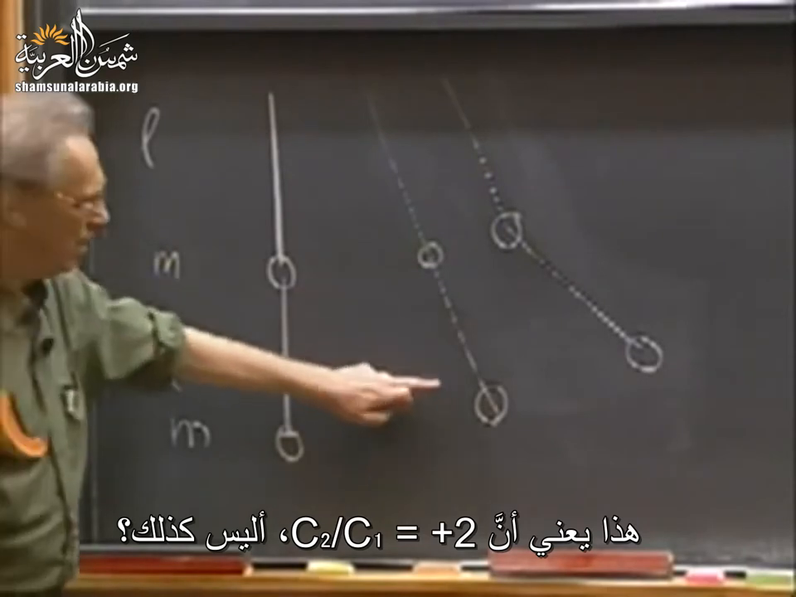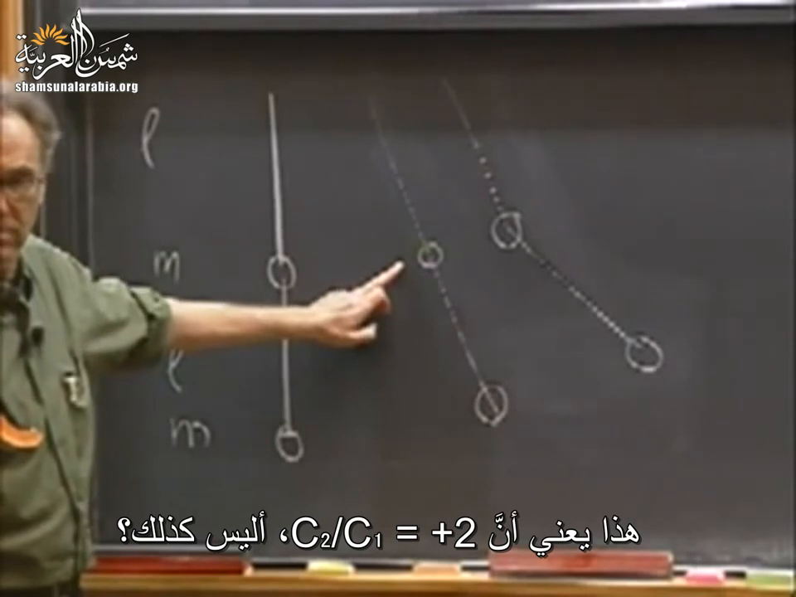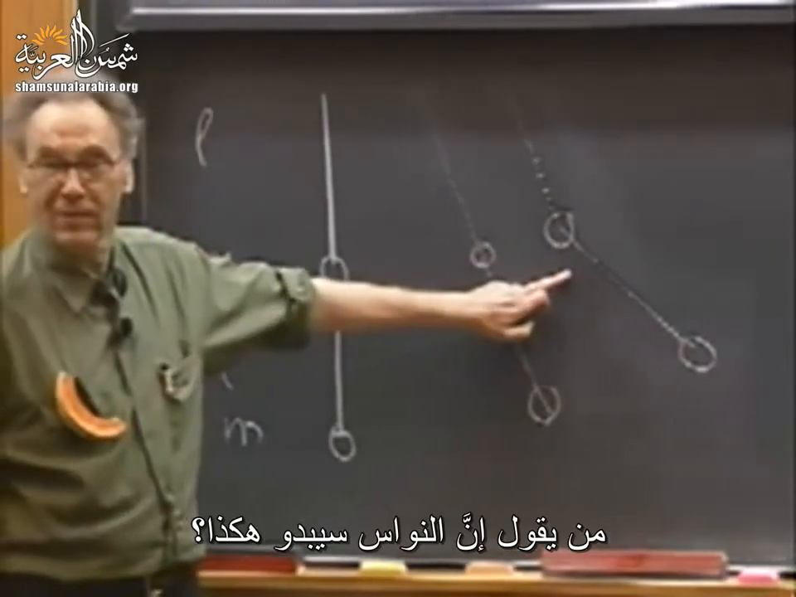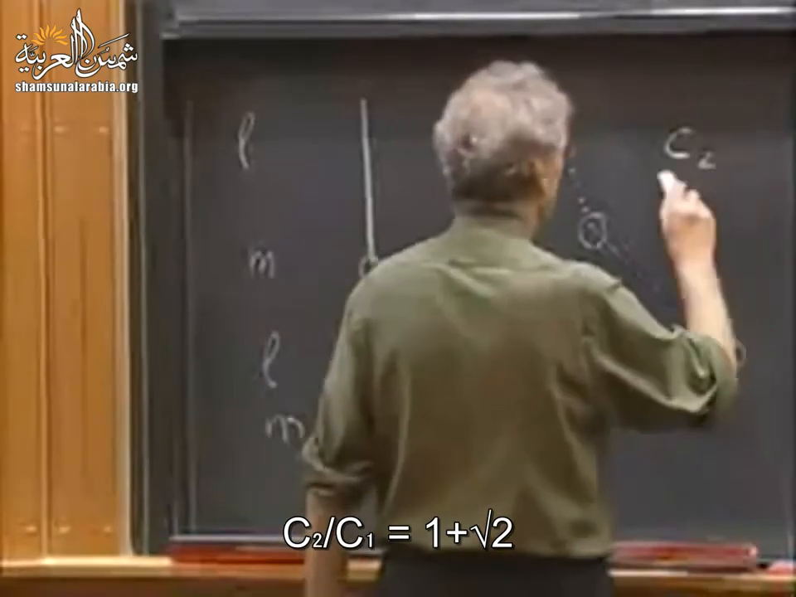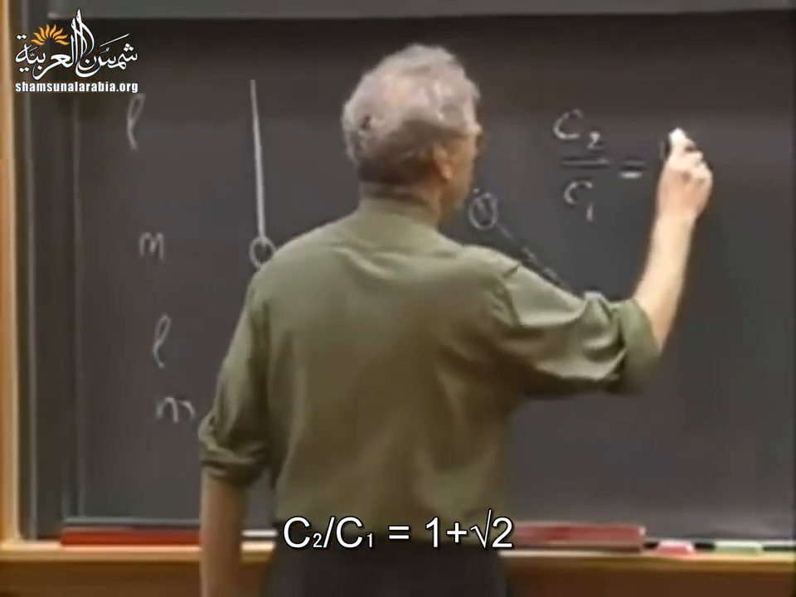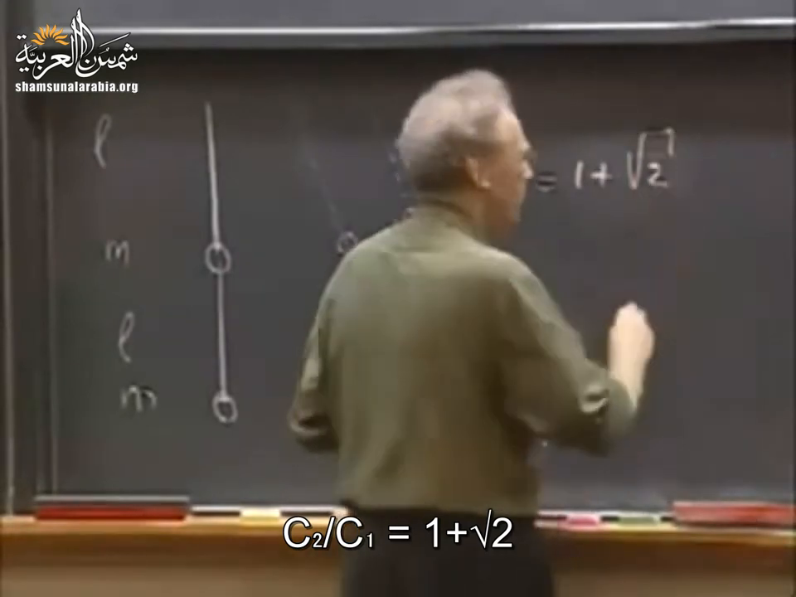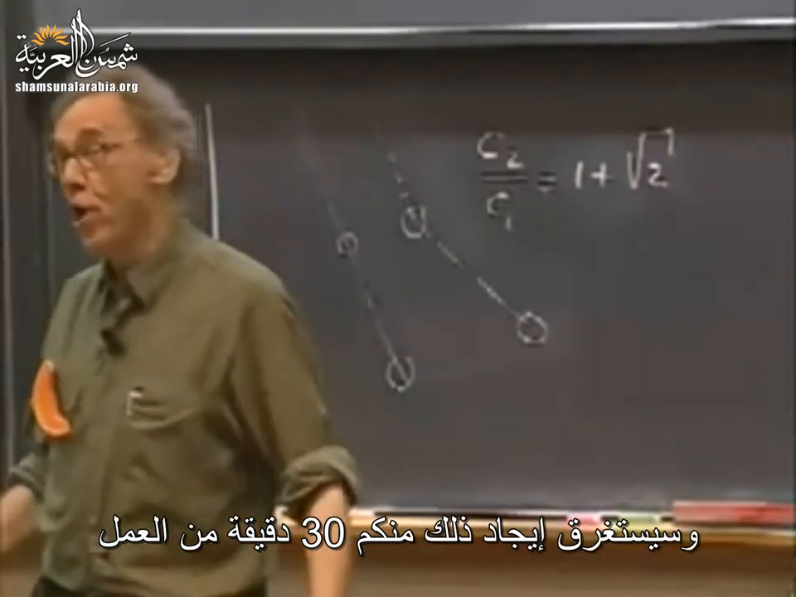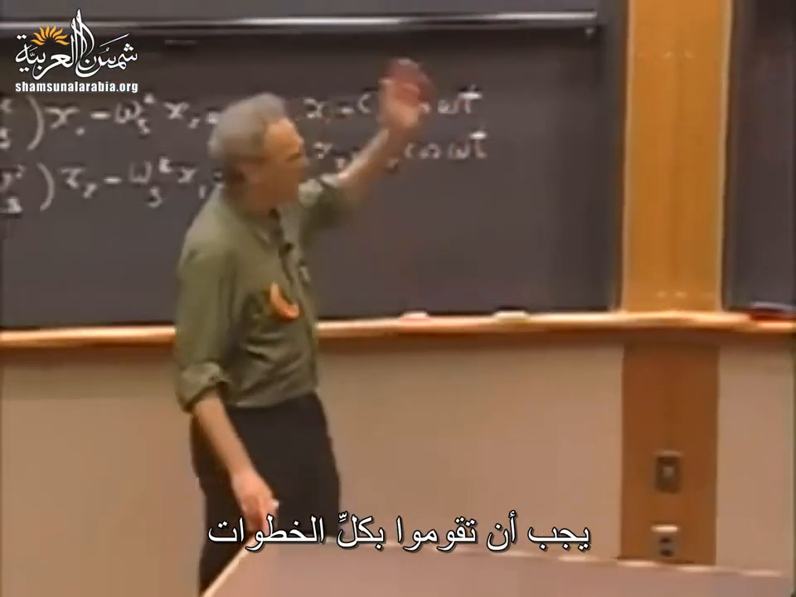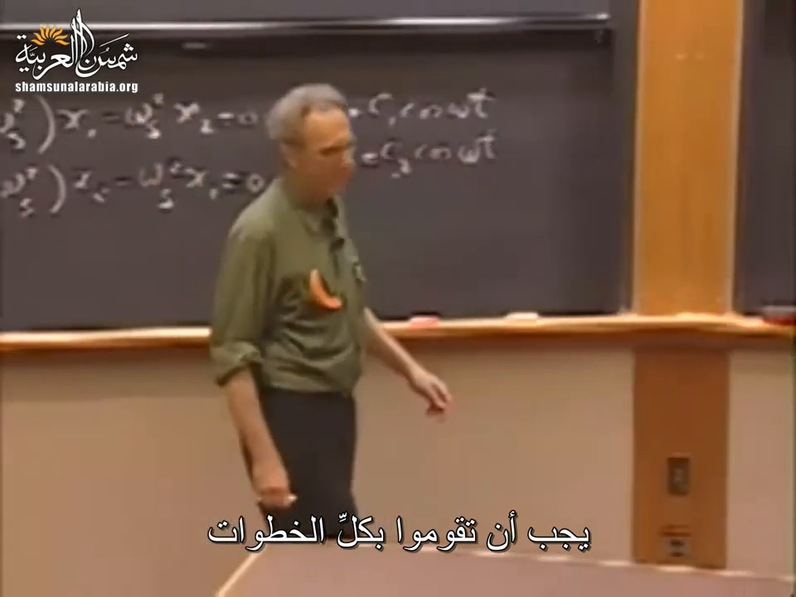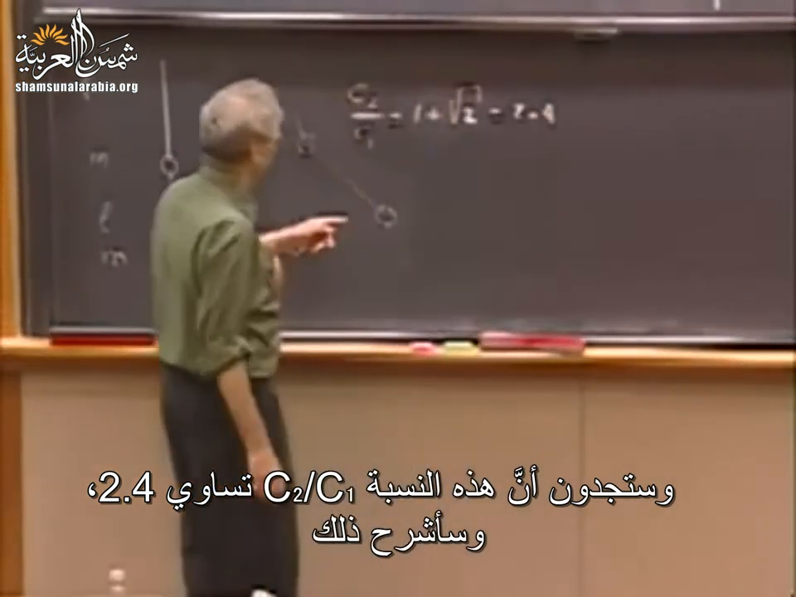Okay, that means that the ratio C2 over C1 is going to be plus 2, right? Who is for this one? That's the way it is. Believe it or not, C2 over C1 is going to be 1 plus the square root of 2. And it will take you 30 minutes of grinding to find that. And I'm not exaggerating when I say 30 minutes. You have to go through the whole procedure. And then you'll find that this ratio is 2.4.